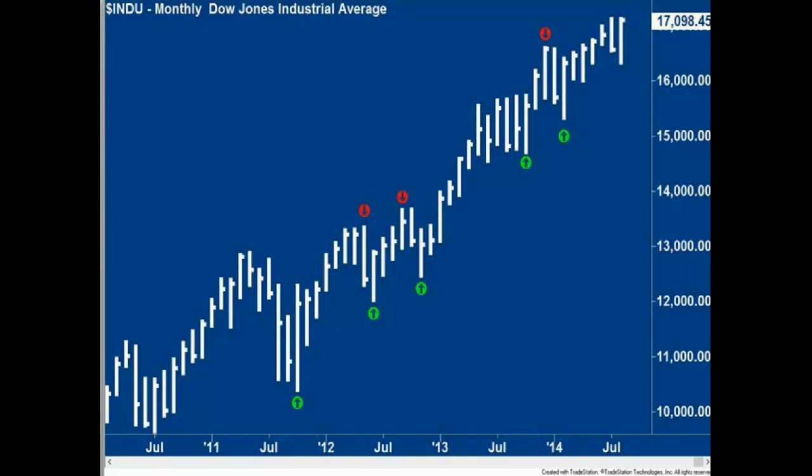Right now, the monthly bar for August, last month, looks very important. The bullish monthly bar suggests a further advance. However, a monthly close below the August low would indicate that the bull move could be over for now.